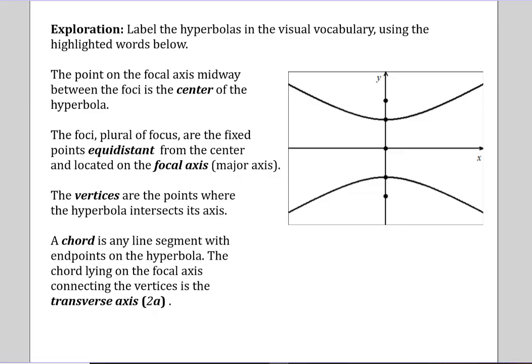In this exploration, we're going to again label our vocabulary terms so that you become familiar. So again, here's the focus, and here's another focus. And the point midway between those two focal points, that's the center of our hyperbola. And these would be our vertices, the major vertices right here. And then this part and this part, those are called the branches. That's what actually makes the shape of the hyperbola. And our focal axis would be the y-axis in this case.